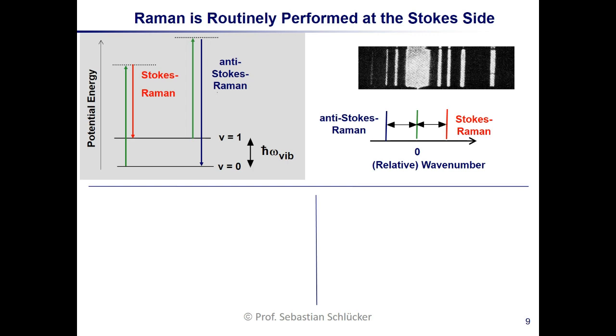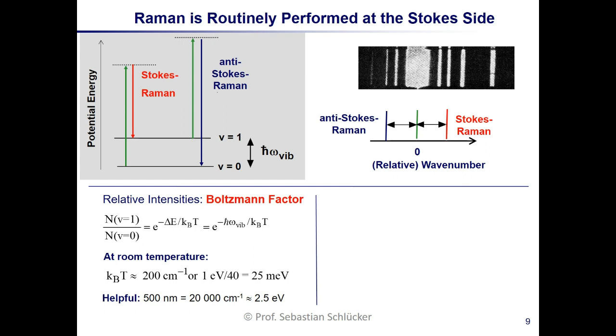Good. Raman is routinely performed at the Stokes side, because the vibrational ground state is significantly more populated than the vibrationally first excited state with vibrational quantum number V equals 1. So Stokes starts from the vibrational ground state, V equals 0. Anti-Stokes Raman scattering starts from the less populated first vibrationally excited state at V equals 1.